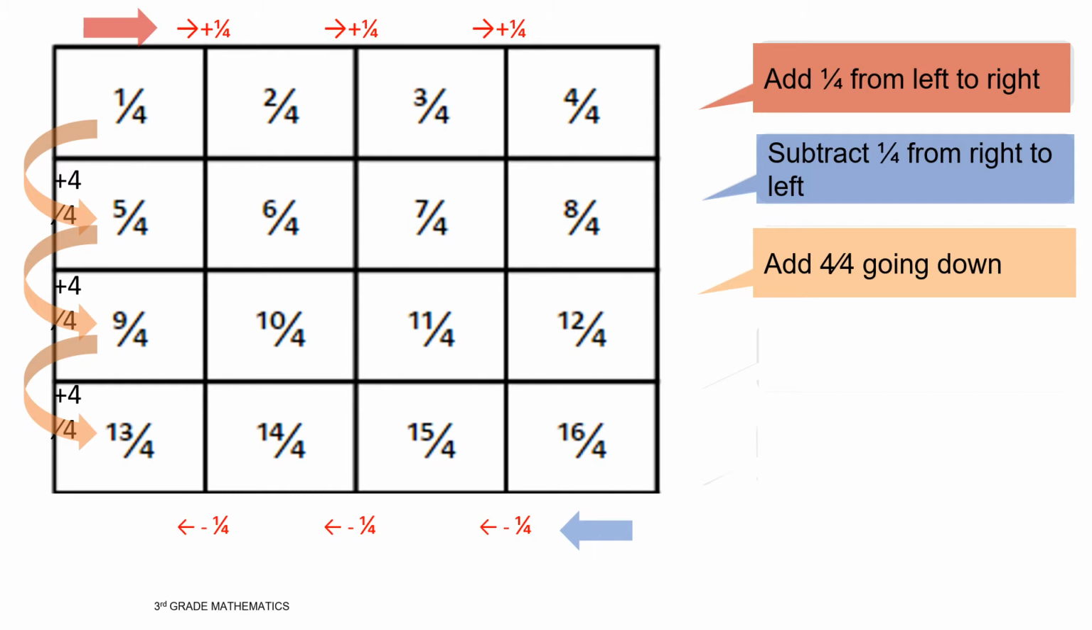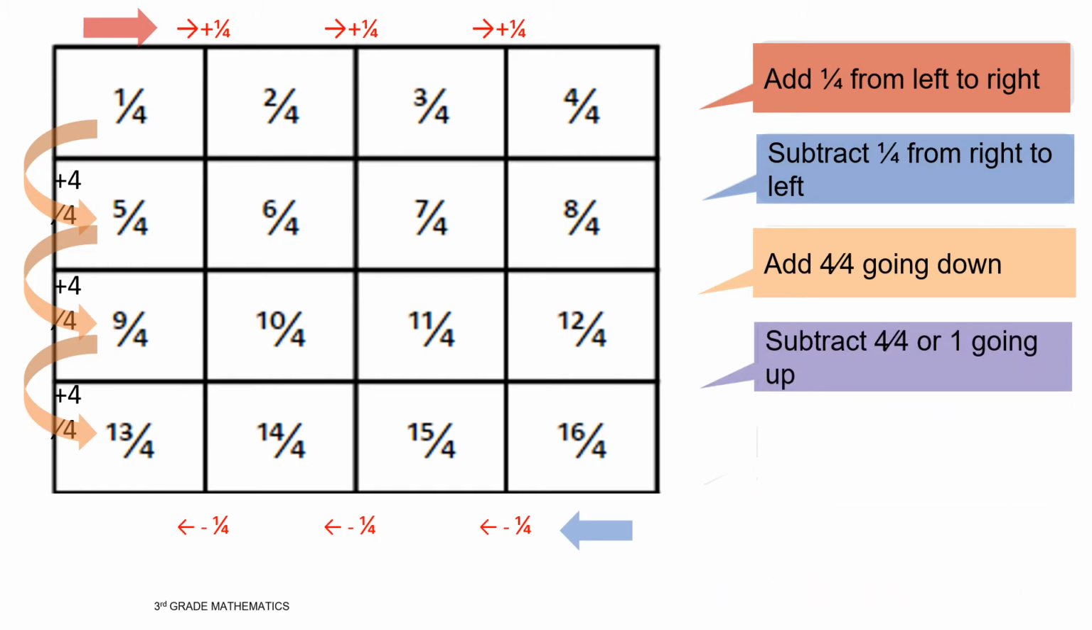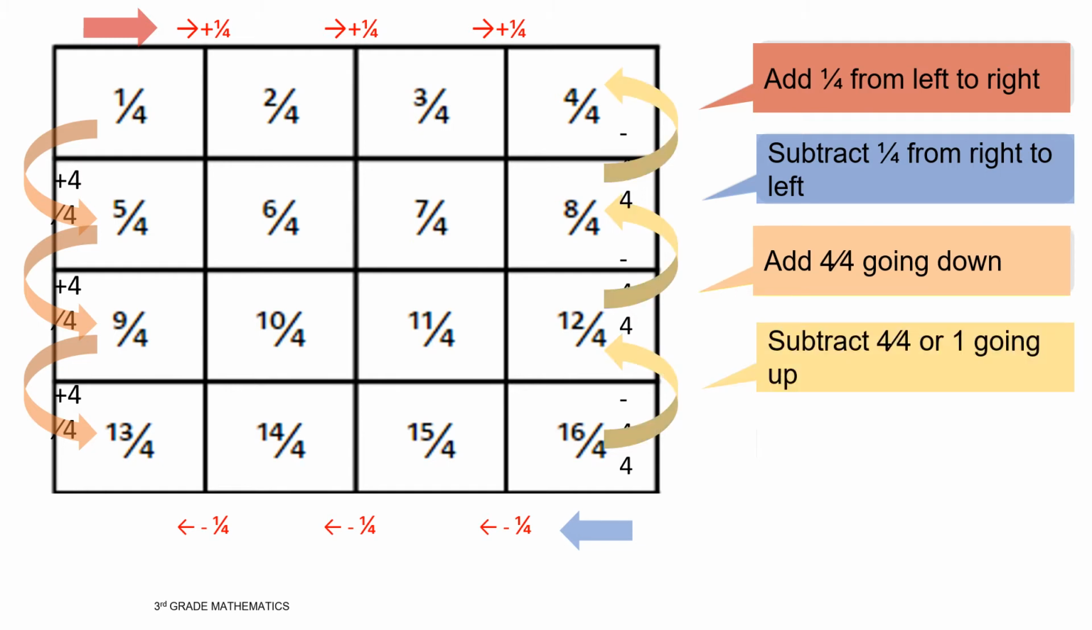If we're adding 4/4 as we move down our chart, that means we are subtracting 4/4 as we move up our chart. Let's look. 16/4 minus 4/4 is 12/4. And 12/4 minus 4/4 is 8/4. And 8/4 minus 4/4 is 4/4. That pattern also repeats in each column. What do you notice happening to the fractions as we look at them going diagonally down, like this?